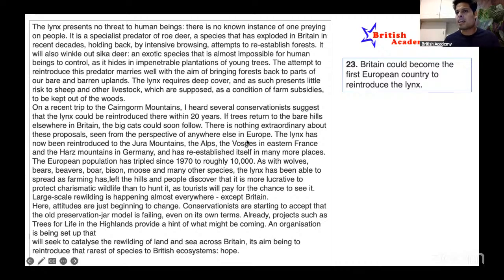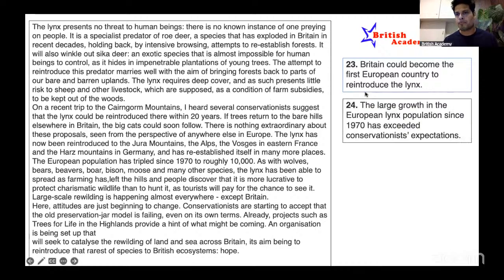And that is the reason the correct answer for the first statement would be false, because they have clearly mentioned the other areas. A comparison is being made about the other areas where the reintroduction has already been carried out, and hence this statement turns out to be false. Looking at the next one: the large growth in the European lynx population since 1970 has exceeded the conservationists' expectation. Now, 1970, the word is given, and as I told you, it goes in a series. So this portion is irrelevant for me now. All the remaining answers would be fetched below this.